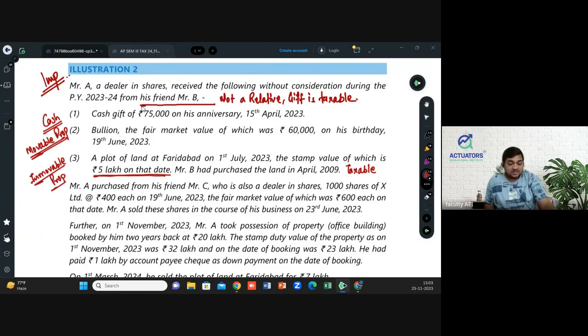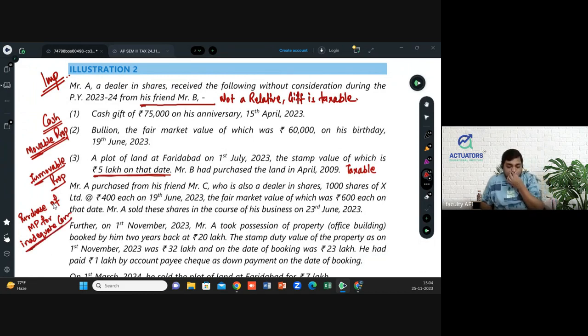Right. Now, A purchased from his friend. Now, this is I have purchased. So maybe if I have purchased it for inadequate consideration, then it might attract me capital gain. Right. Mr. A purchased from his friend C, who is also a dealer in shares, 1000 shares of X Limited at the rate of 400 each on 19 June, the fair market value of which was 600 each on that day. So lesser consideration is 200 into 1000, that comes to 2 lakh, right? So this is purchase of movable property for inadequate consideration.